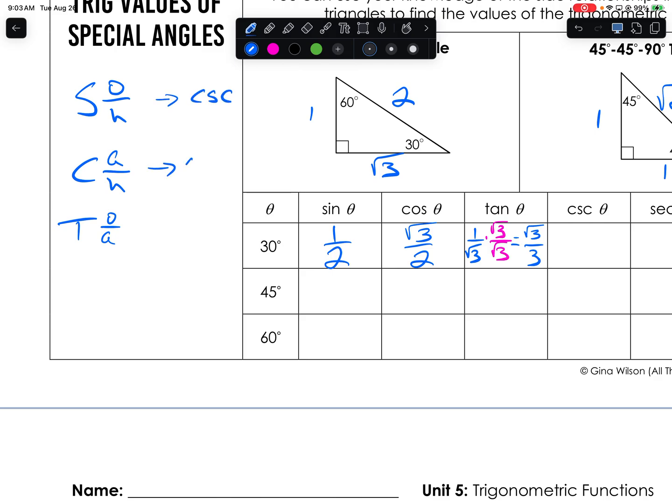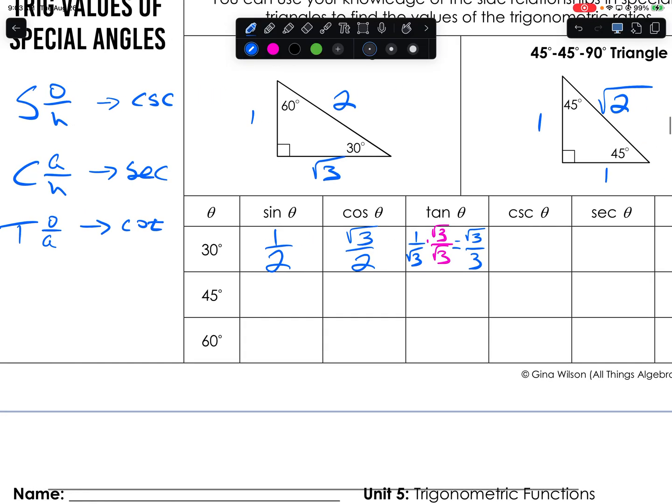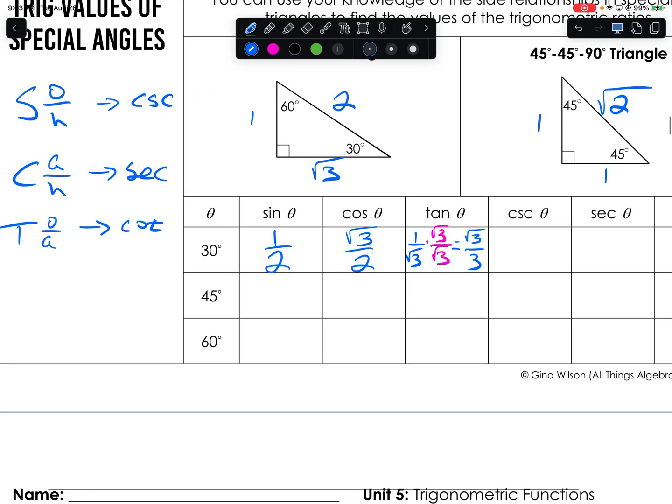Cosine goes with secant. Tangent goes with cotangent. Okay? So all I have to do is flip those fractions. So cosecant is hypotenuse over opposite. Secant is hypotenuse over adjacent. And cotangent is adjacent over opposite. So writing that kind of stuff down will help you.